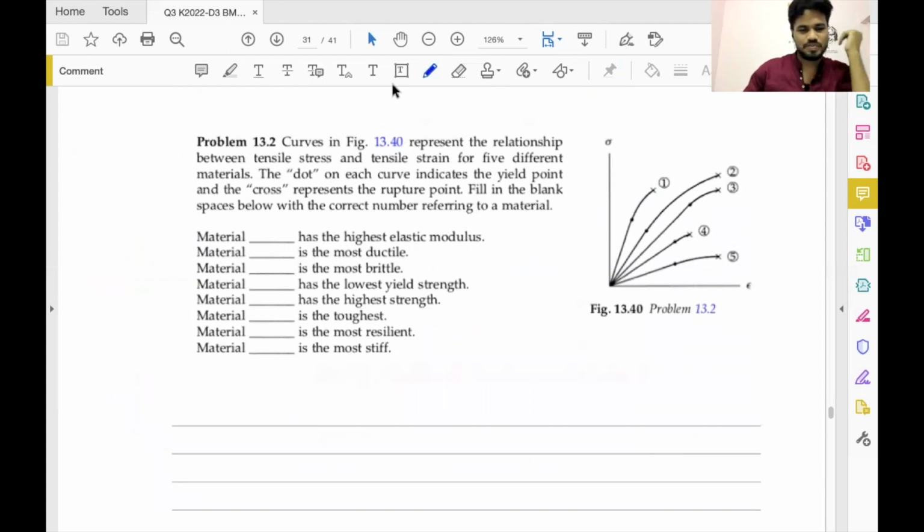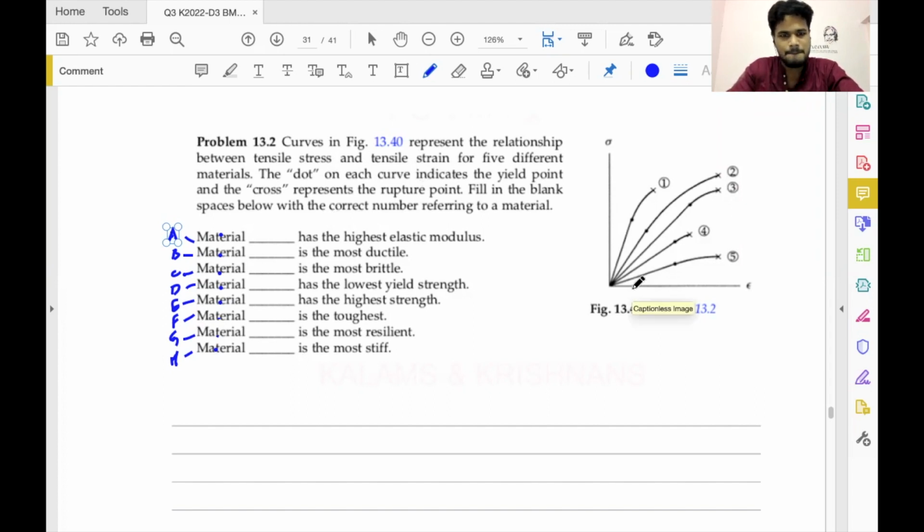Let's number them. A, B, C, D, E, F, G, H. So quickly, for A it is 5. Highest elastic modulus. Come on, how is A 5? Elastic modulus is this slope.